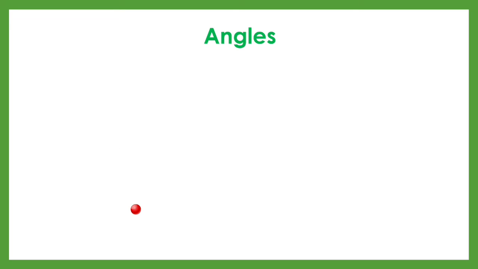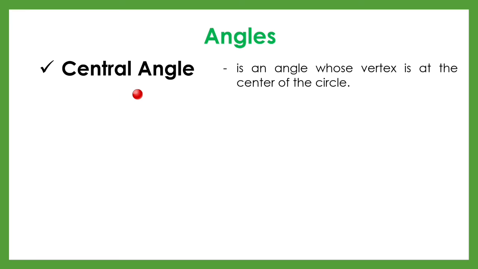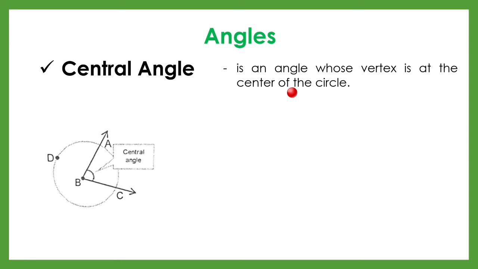Let's now have angles. So, meron naman tayong two types of angles sa circle. The first one is the central angle. It is an angle whose vertex is at the center of the circle. Tatandaan, yung vertex ay nasa center ng circle. So, this is our circle B. So, ang vertex niya ay nandito sa point B. So, ito ay tinatawag na central angle.